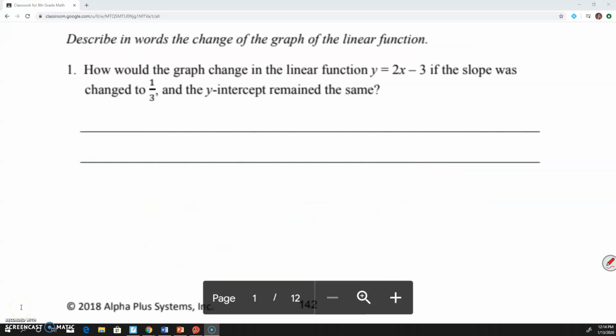Okay, example 1 that you're about to write down. It says, how would the graph change the linear function if you have this, y equals 2x minus 3, and the slope changed? You changed the slope to y equals 1/3 x minus 3. They both start where? Yep, both start at negative 3.